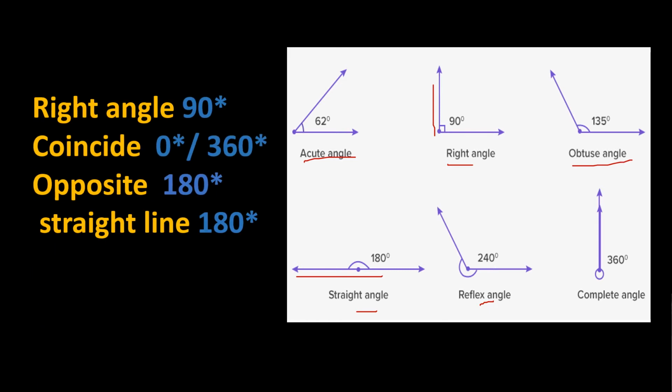Why? Because in the question they use words like right angle, coincide, opposite, or in a straight line. So you should know what the degree will be. In case of coinciding, the degree will be 360 degrees or 0 degrees. In case of opposite, the degree should be 180 degrees, and for a straight line also the degree should be 180 degrees. So you should know all these types of angles for a better understanding of the question.